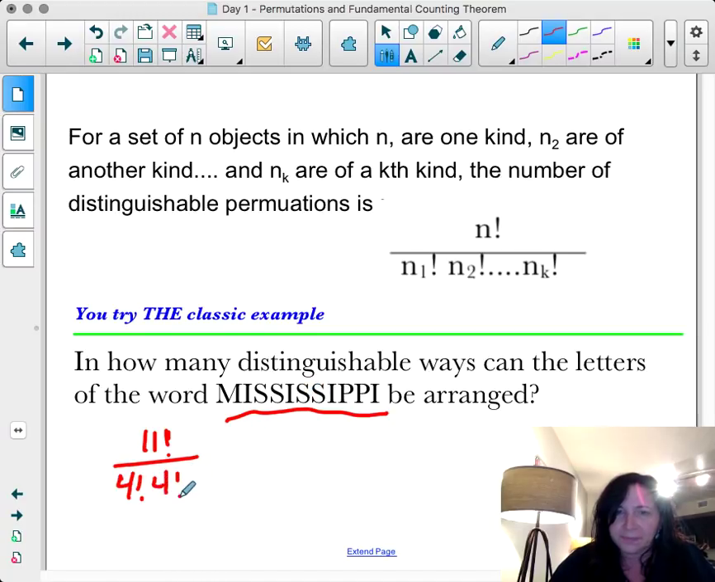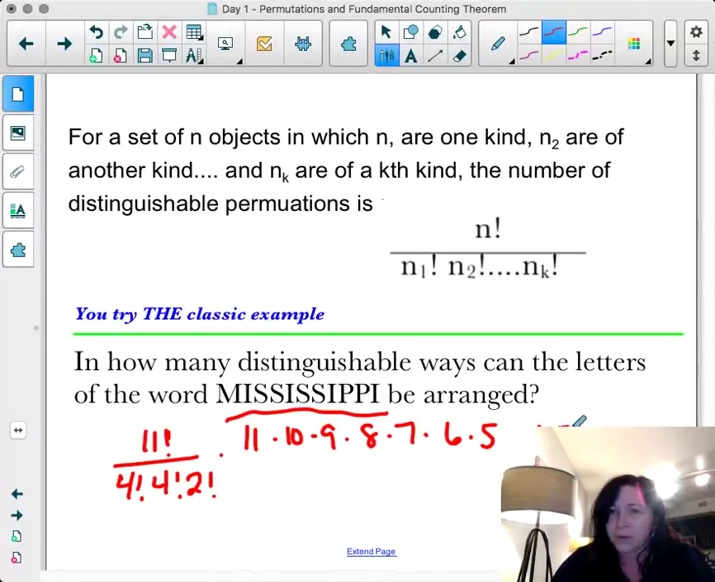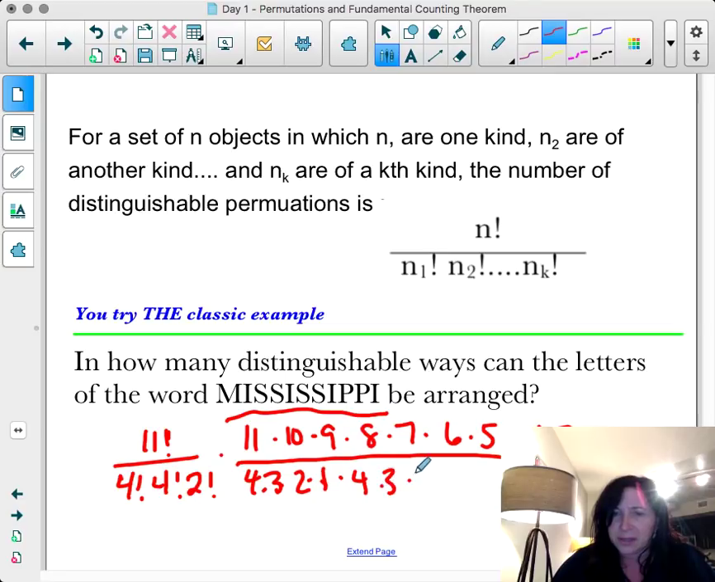Is that it? Well, we have 2 P's. Now I think that's it. So in doing this, we're actually going 11 times 10 times 9, 8, 7, 6, 5, 4, 3, 2, 1, and this is all over a 4, 3, 2, 1, another 4, 3, 2, 1, and a 2, 1.